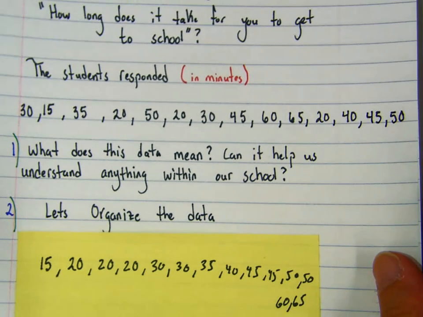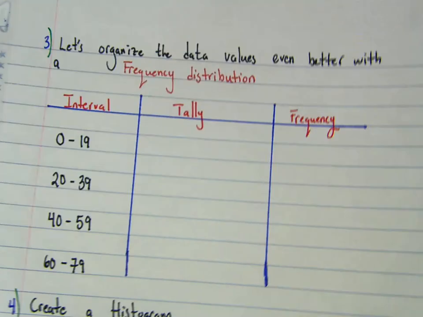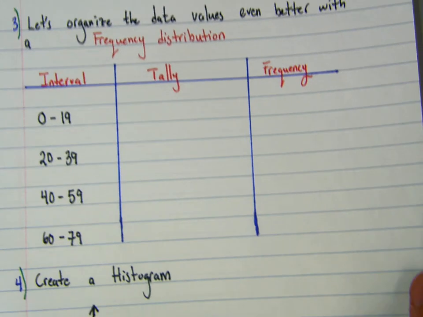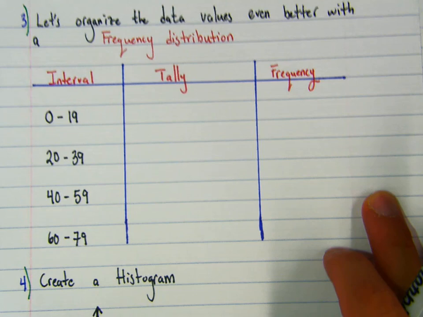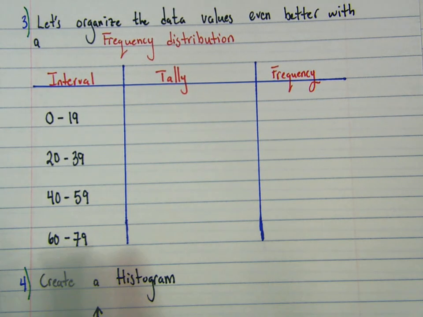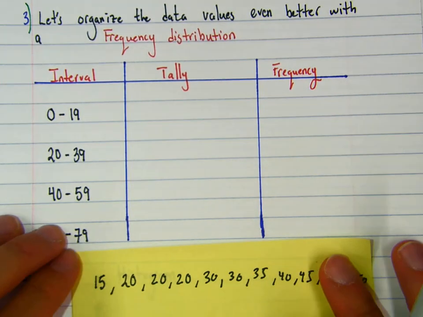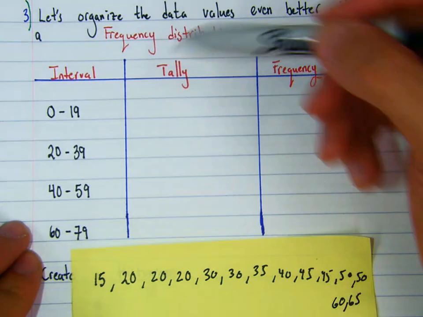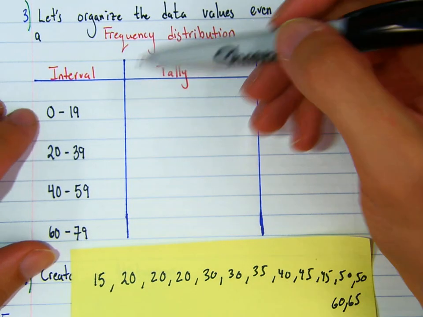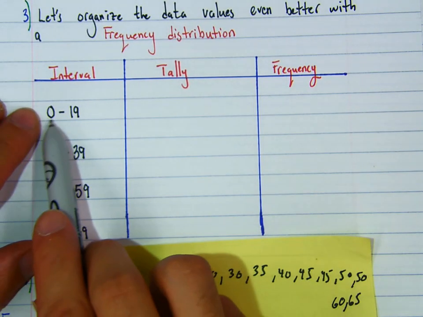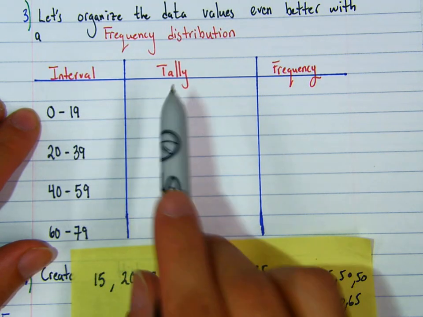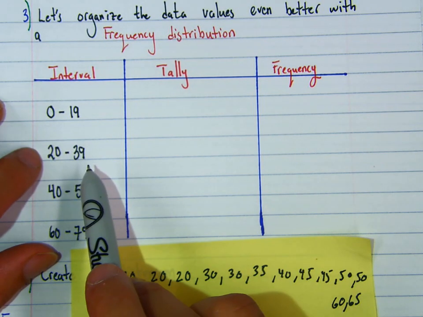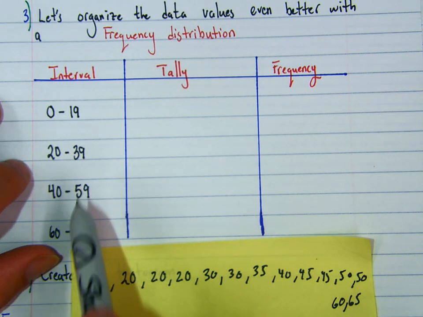Okay, so now let's go to the next page over here, and let's organize the data values even better. What we want to do is create a frequency distribution. So what we're going to do is, with these data values, we're going to organize them into intervals. So if it takes anybody 0 to 19 minutes to get to school, then we're going to mark a tick for them. 20 to 39 minutes, we'll mark a tick for them, and so on and so on.